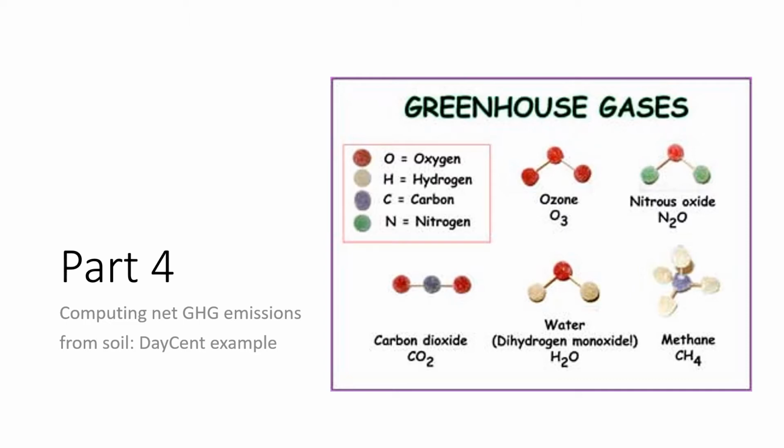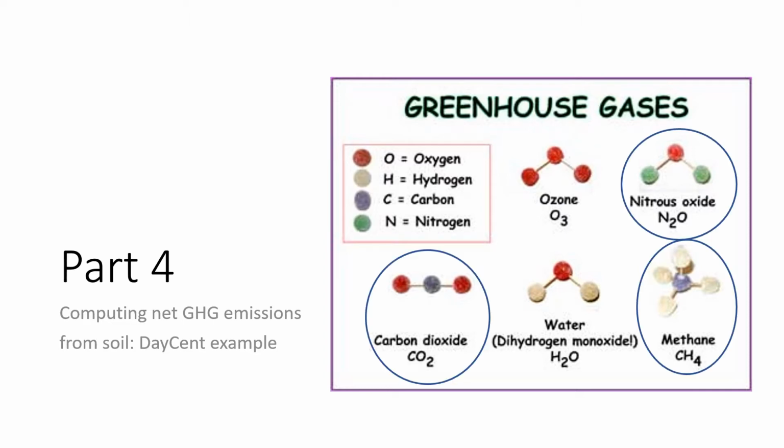So the top 5 greenhouse gases in the atmosphere are ozone, nitrous oxide, carbon dioxide, water vapor, and methane. And 3 of these are simulated by the DayCent model, and they can be used to calculate net greenhouse gas emissions from different systems.